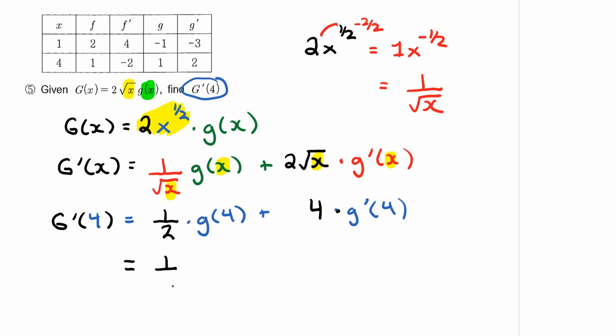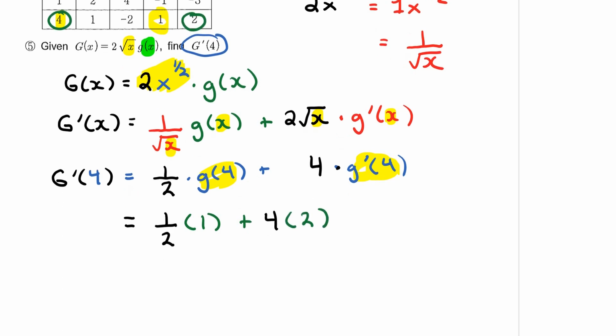This is going to be 1/2. And what is g of 4? g of 4 is right here. So g of 4 will be 1. So 1/2 times the 1 plus 4 times g prime of 4. So g prime of 4 is here, here, and there. So g prime of 4 is going to be 2.